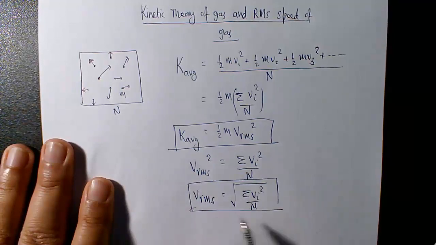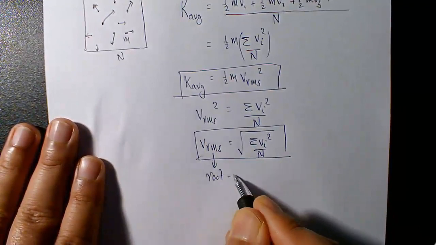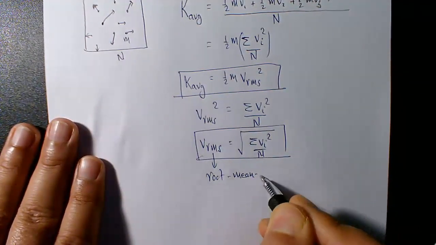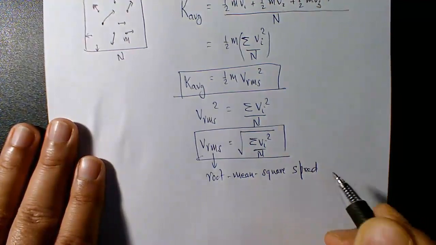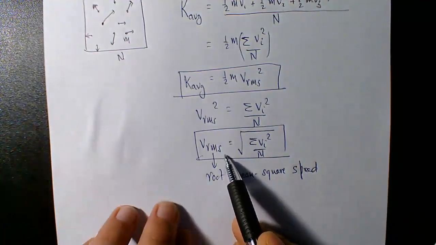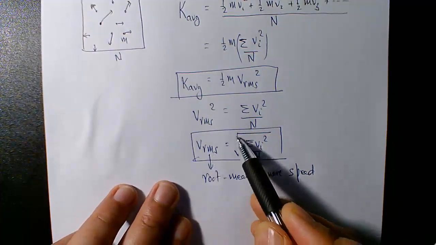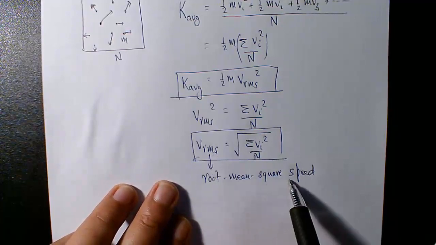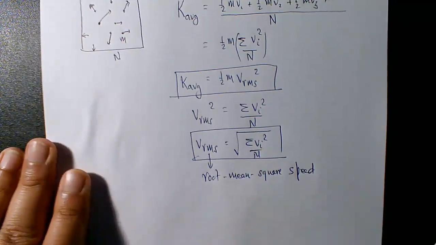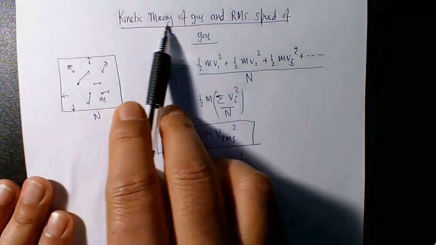RMS stands for root mean square speed. That's the reason it is called root mean square, or in short RMS velocity or speed, because it's the square root of the mean square velocity. So that's how we define the RMS velocity of any gas based on the kinetic theory of gas.